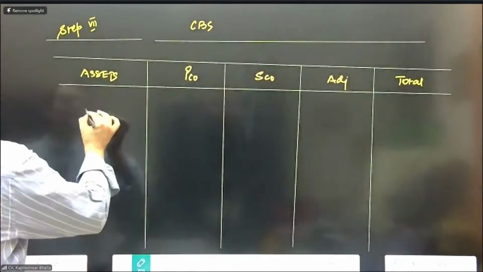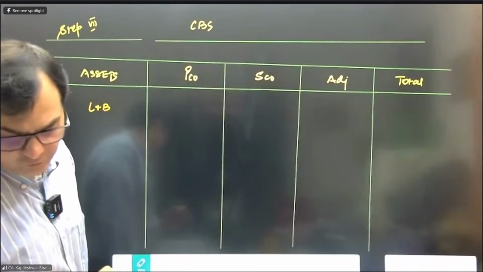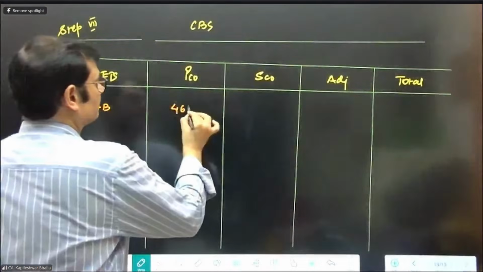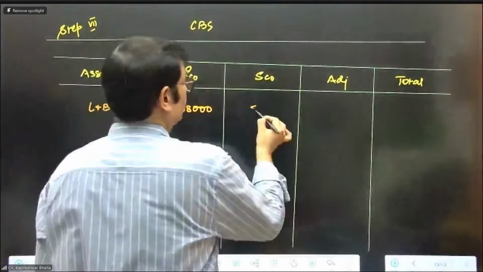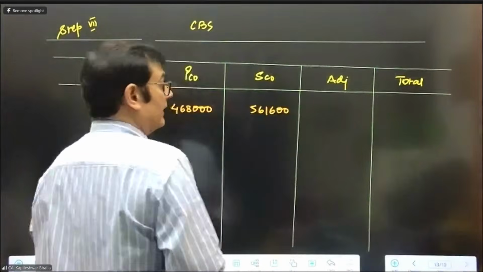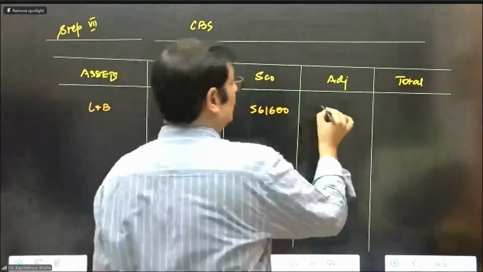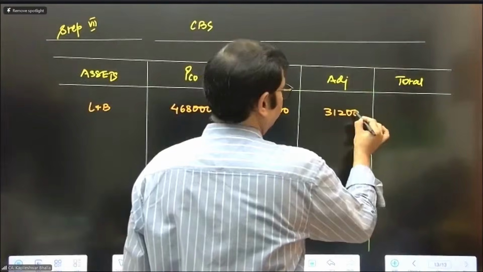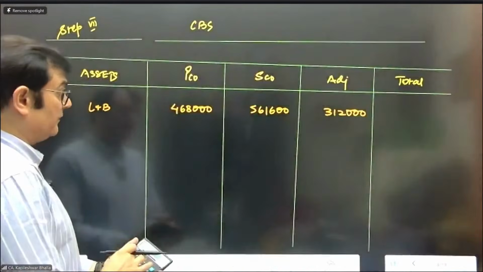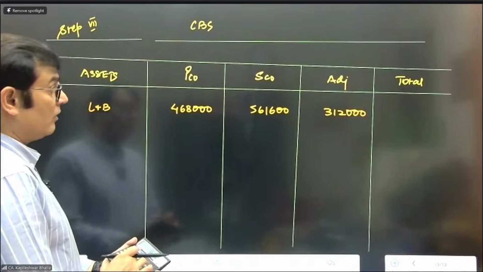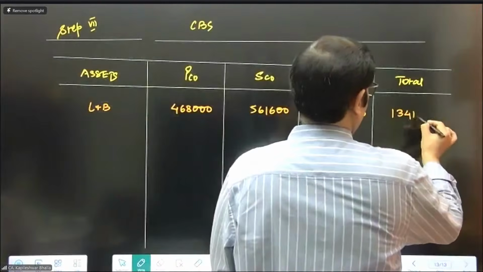So we've got, first of all, land and building. Land and building is appearing at 468, and the subsidiary is 561,600. And then there was a fair value change. The land and building was 312,000, but there was no additional depreciation. So we just keep that in the adjustments. This will be a good way of keeping track of all the adjustments. So this is 1,341,600.